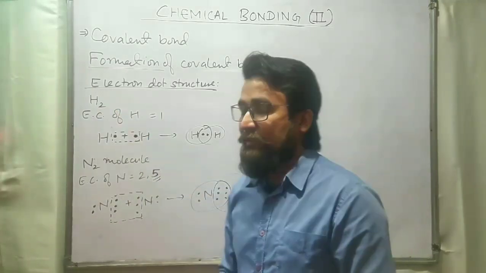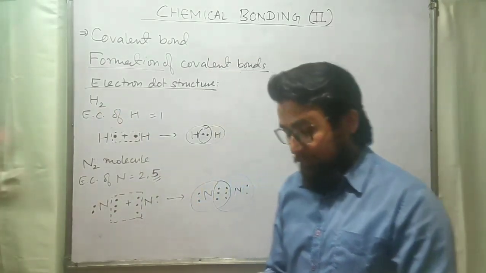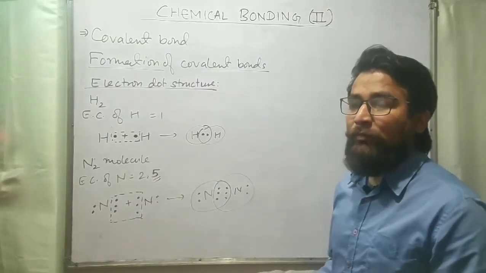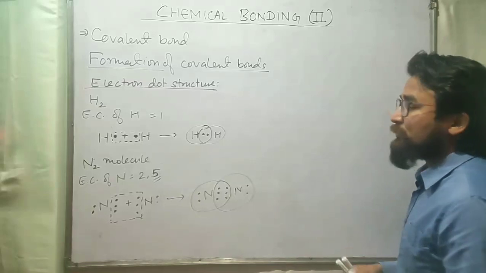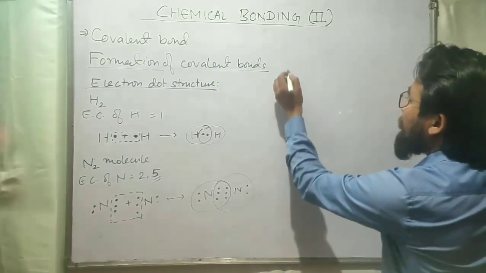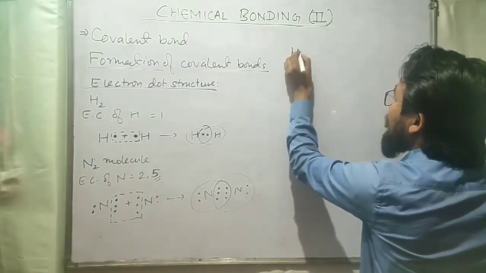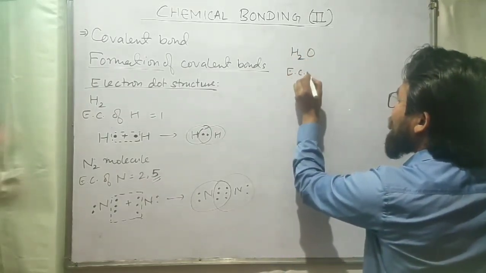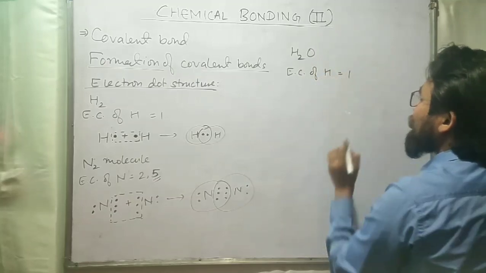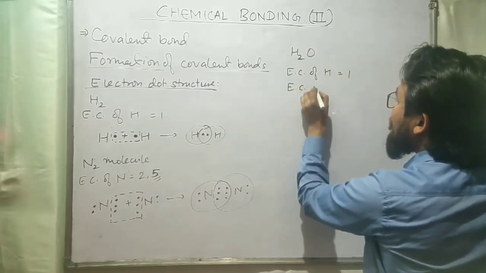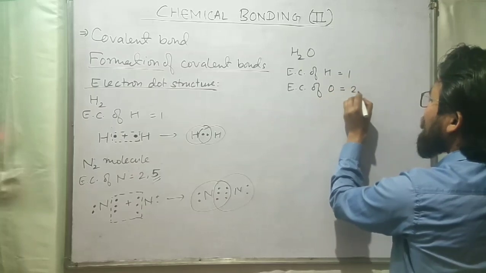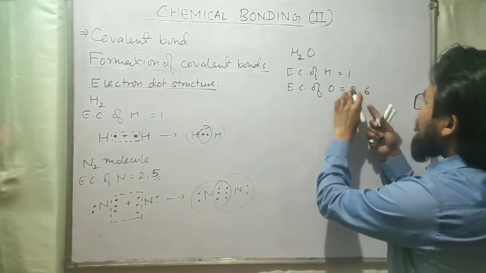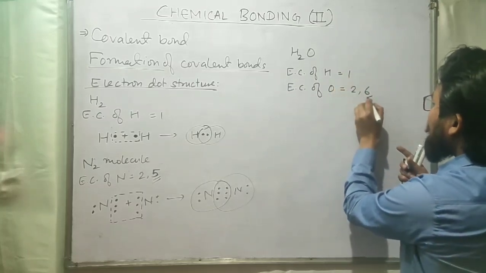But here they are still in elementary form, while some elements combine to form molecules of compounds. So let's see an example of a compound. For example, we have the H2O molecule. What is the electronic configuration of hydrogen? That is 1 only. What is the electronic configuration of oxygen? That is 2, 6. So the electronic configuration of hydrogen is 1, and that of oxygen is 2, 6.